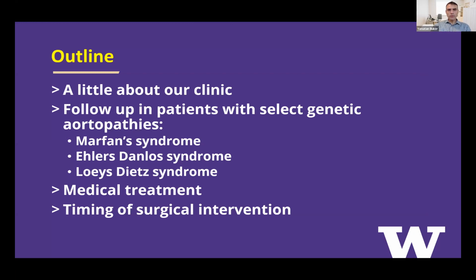I'm going to discuss a little about our clinic, what patients we see, where it is located, what we look for. And then I'm going to go into a little bit more detail about patients with select genetic aortopathies that we see in clinic, meaning Marfan patients, vascular Ehlers-Danlos, and Loeys-Dietz syndrome patients. Speak a little bit about the medical treatment and then timing of surgical interventions in those patients.